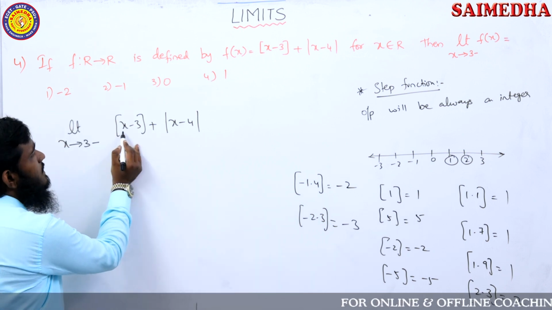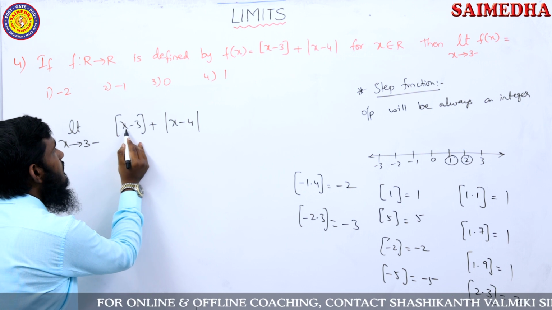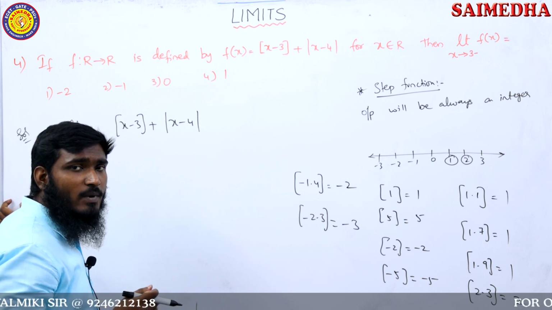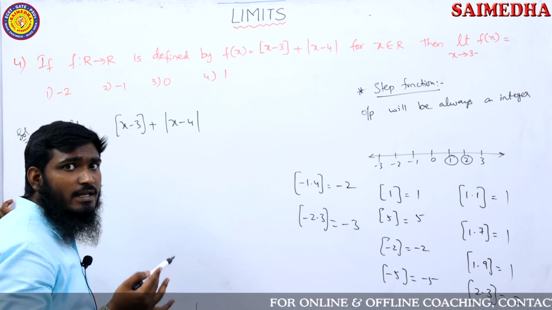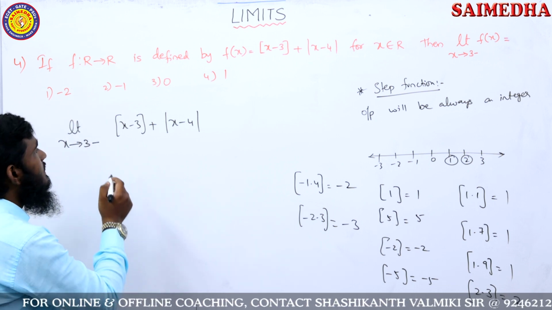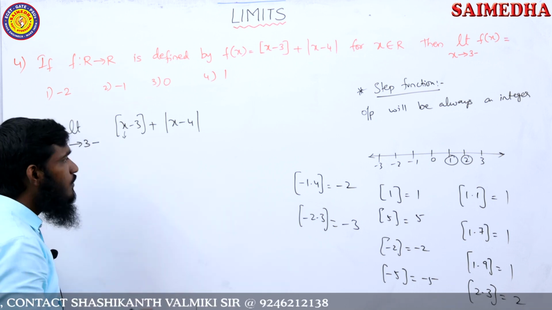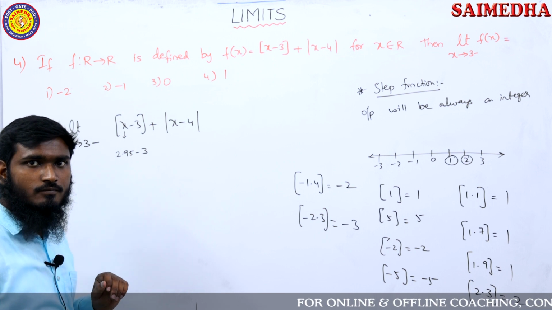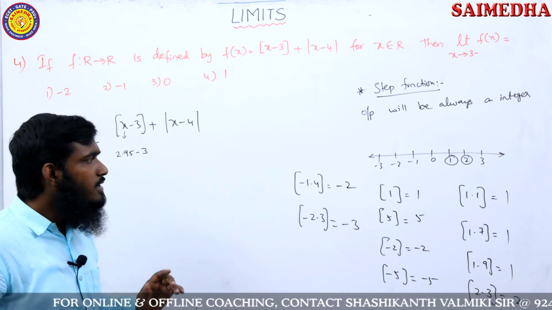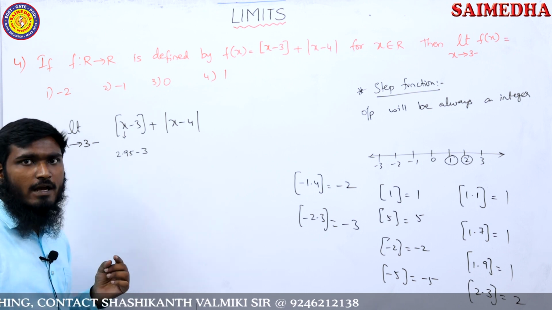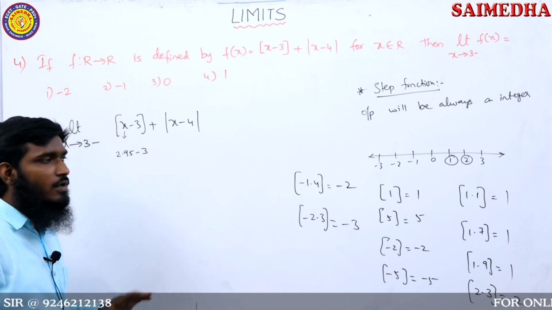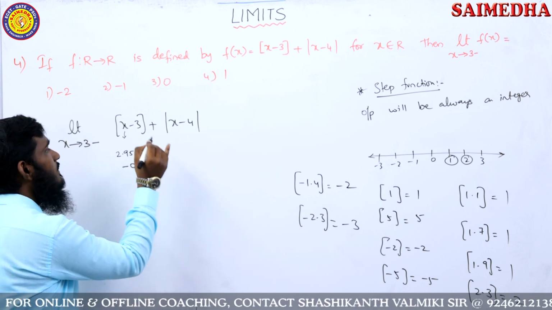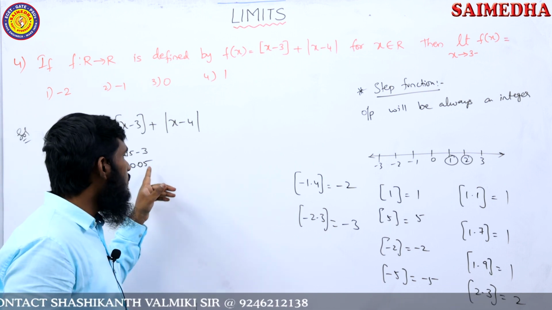If we take the number as 2.99, then minus 3 is there. 2.99 minus 3: when we subtract, we get a negative answer. Now if we take x as 2.95, then 2.95 minus 3. We can take any value somewhat less than 3. So with 2.95, when we do the subtraction, we get the answer minus 0.05.